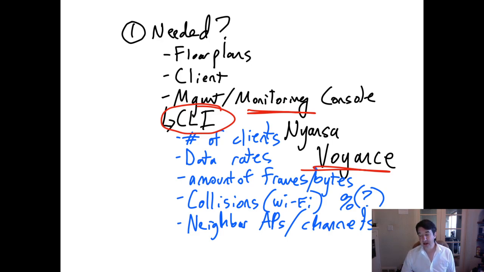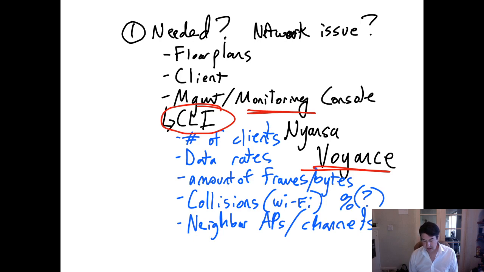Hopefully you're able to look at your floor plans, look at whatever statistics, etc., and you'll be able to resolve whatever issue you might have. I mean, of course, in a lot of cases, it could also just be a network issue. It could be a wired network issue or a network security issue. You may not have a wireless issue at all.